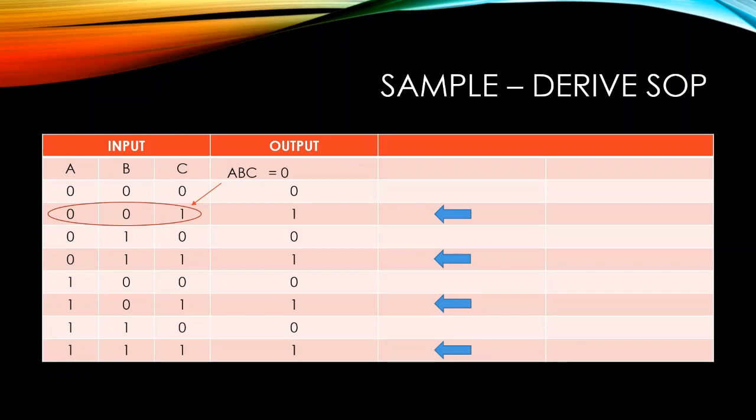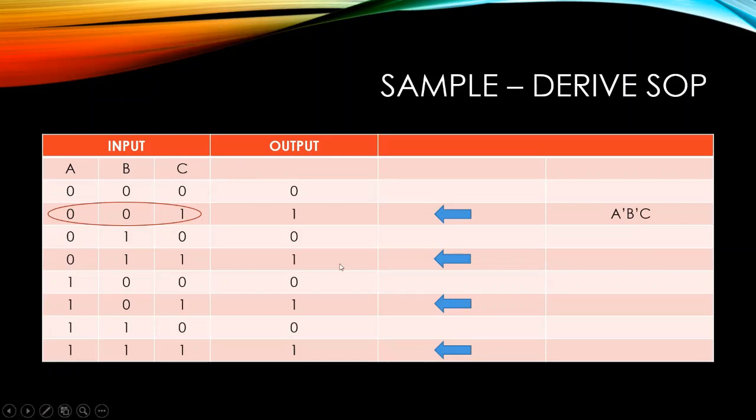So in getting product term, we're going to negate all input, which is equivalent to 0. So therefore, both A and B will be negated. So A naught, B naught, C. That will be the equivalent product term of 0, 0, 1. So when you substitute this input to A naught, B naught, C, it will give us an output of 1. So that's why we negate input 0 when we get the product term.